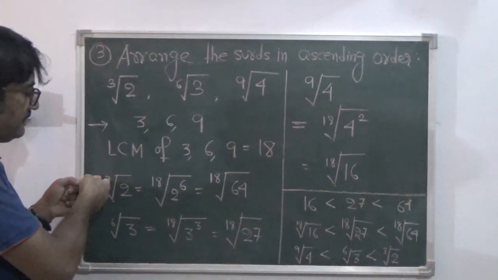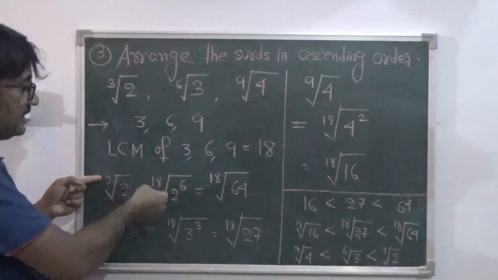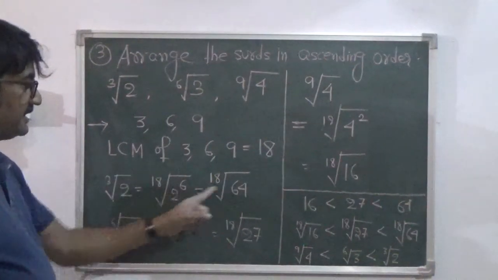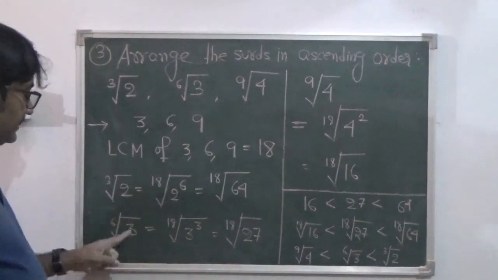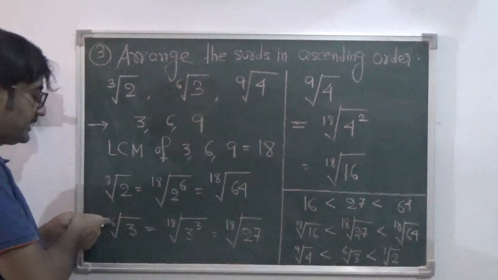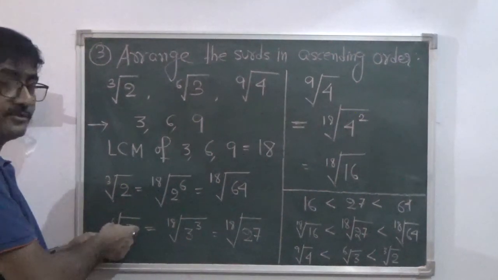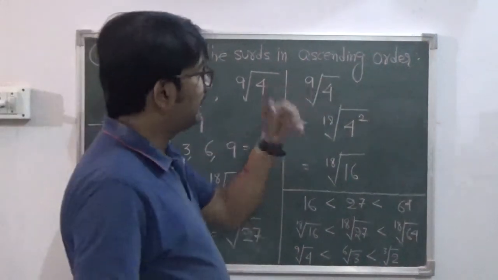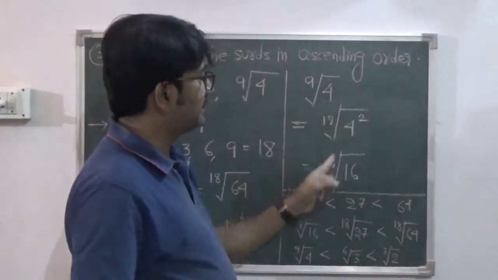So if it is multiplied by 6, then it is 2 power 6 inside, and this is 6, 18. Then 2 power 6 is 64, order 18. Now if you need to make this one of order 18, 6 into 3, so it is 3 power 3. So this comes to 27. If you have to make this order 18, so 9 into 2, so 4 power 2, that is 16, order 18.